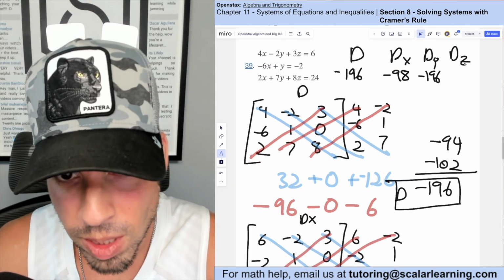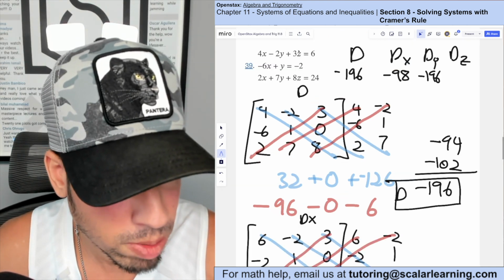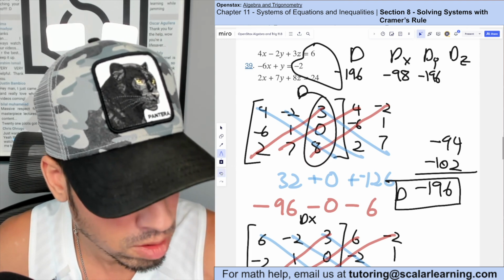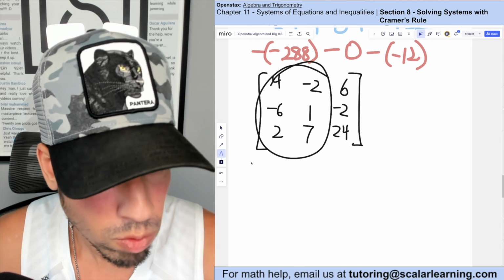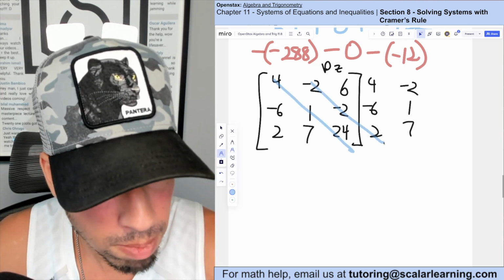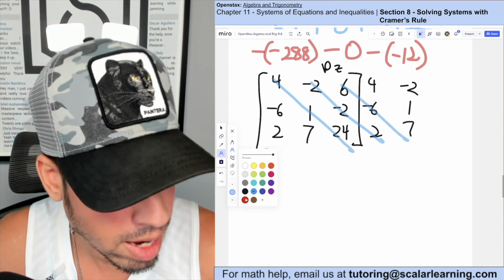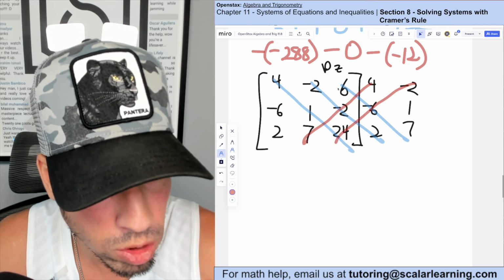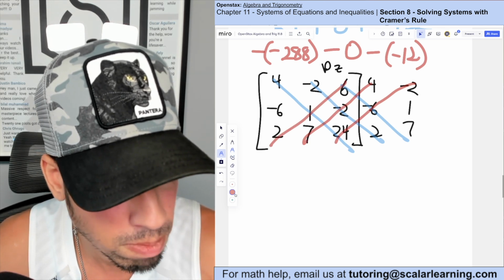Now, last but not least, we got to calculate dz. And here we're going to replace the z column with these constants there. Let's write that out. So again, we're going to repeat these first two columns over here. And then we're going to multiply in blue. We're going to add those. And then in red, come back the other way. Multiply. We're going to minus those.